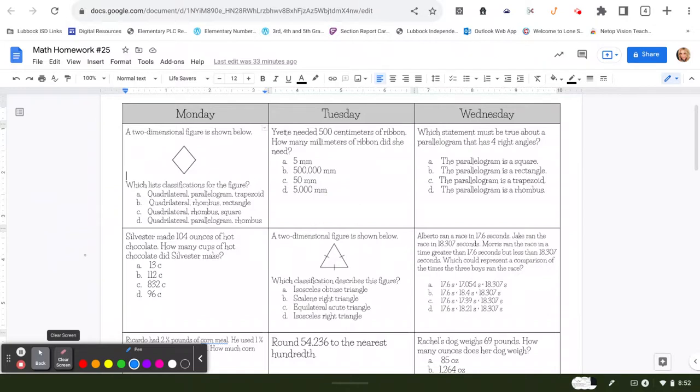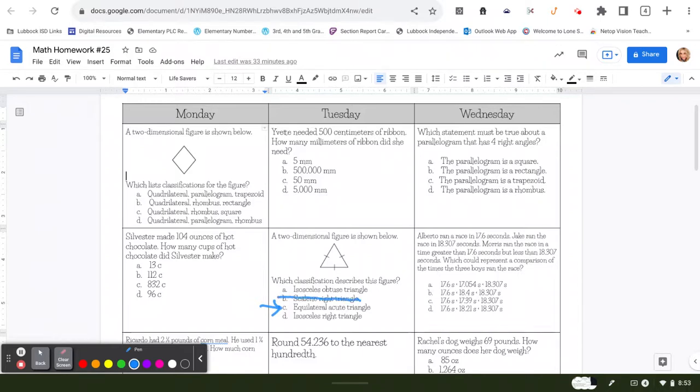Next, a two-dimensional figure is shown below. Which classification describes this figure? Okay, the first thing that I notice is I see these congruency lines here. That is telling me all 3 sides are equal to one another. Well, if all 3 sides are equal, that's an equilateral triangle. I only see one answer option with that. I know it cannot be scalene. Okay, but what did we say?